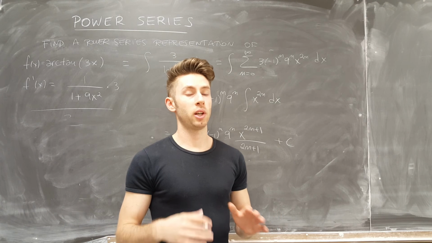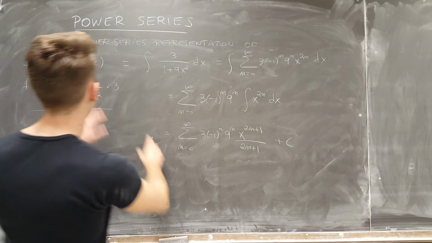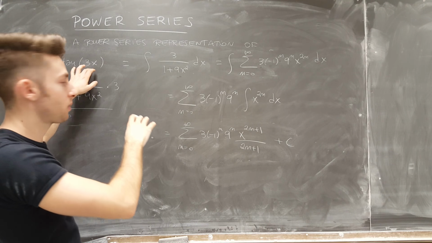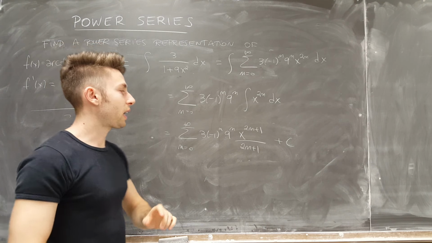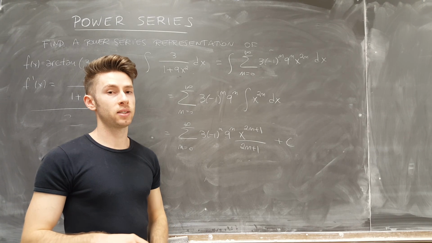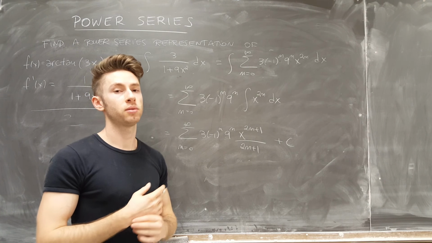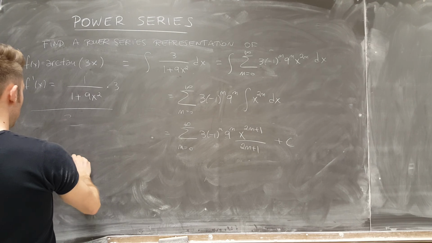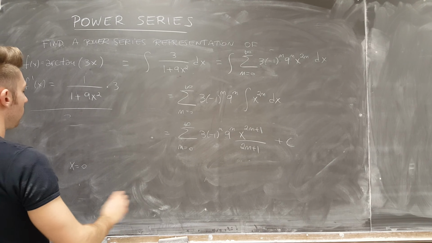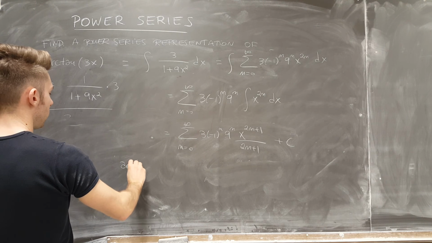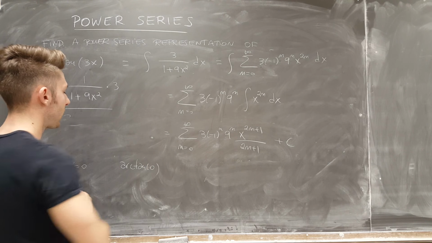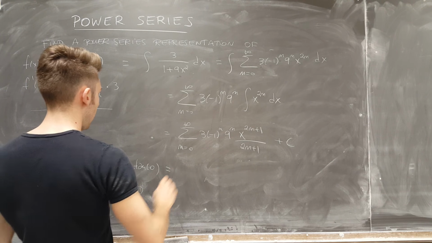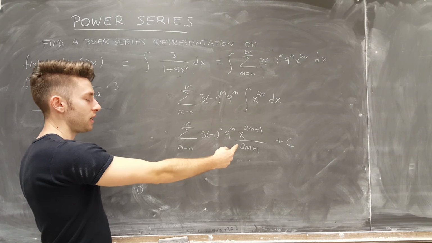Now to figure out what the constant is, I know I want this series to be equal to my function arctangent of 3x. So I can put a value of x, for example, x equals 0, to figure out what my constant has to be. So if you put x equals 0, you get arctangent of 0, which is 0, has to be equal to this series.